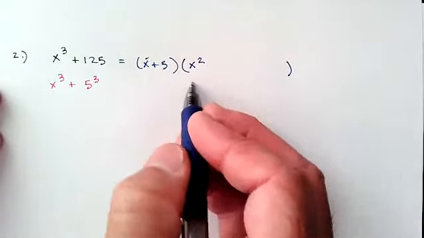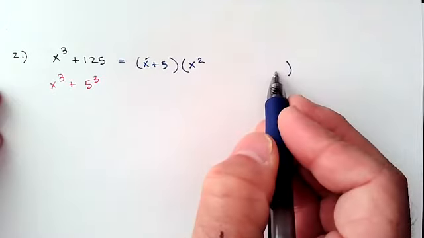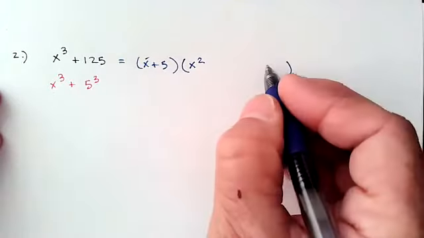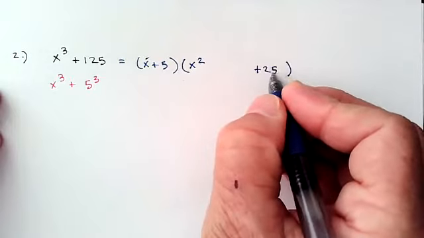I like to do the last one next. What is positive 5 going to have to be multiplied by to get me to 125? That's going to have to be positive 25.